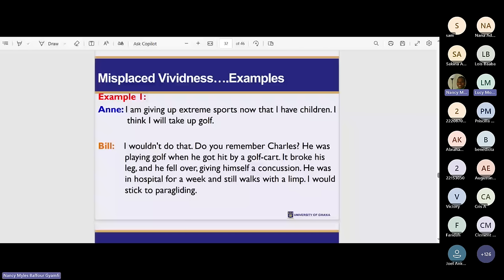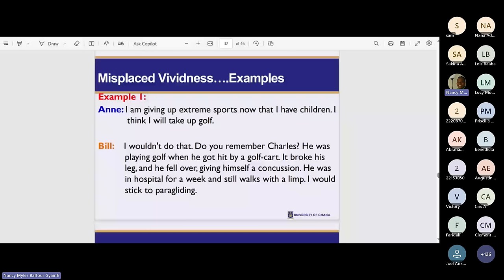I am giving up extreme sports now that I have children. I think I will take up golf. And this is from Bill. I wouldn't do that. Do you remember Charles? He was playing golf when he got hit by a golf cart. It broke his leg and he fell over, giving himself a concussion.